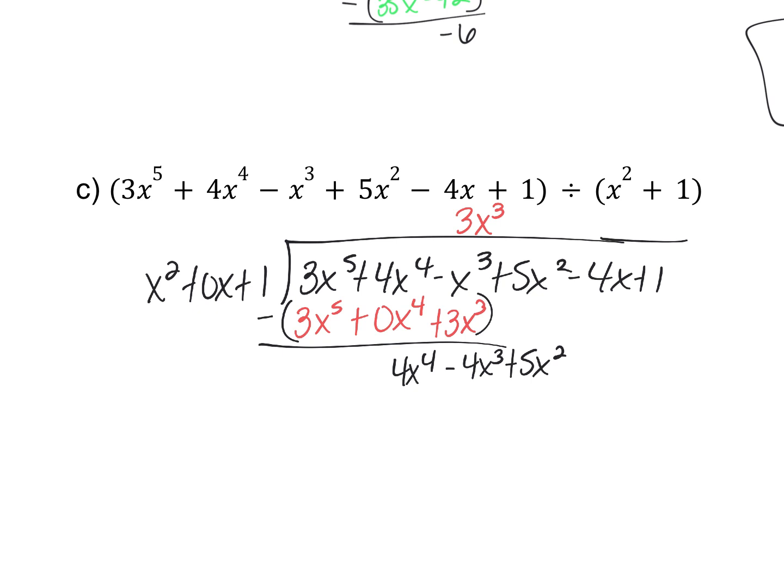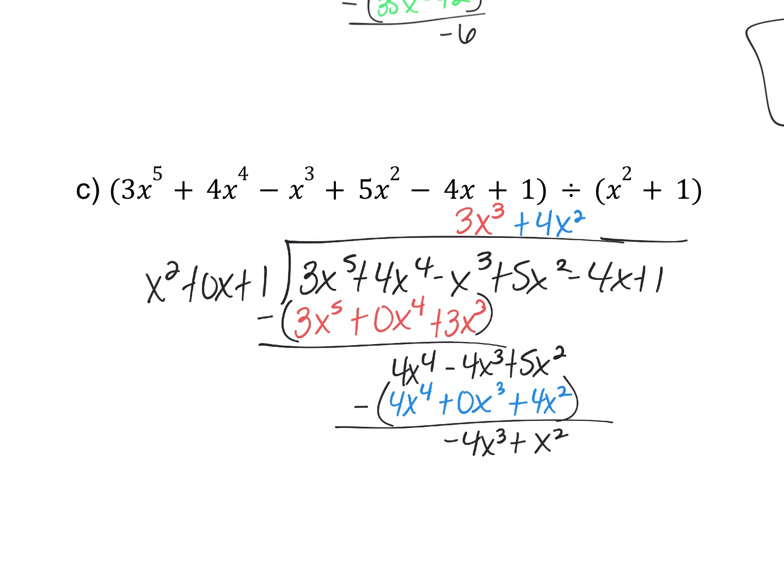Okay, so now x squared times what gives you 4x to the 4th? That's going to be positive 4x squared. Multiply it back. 4x to the 4th plus 0x cubed plus 4x squared. Subtract. Negative 4x cubed. 4x squared minus 4 would be what? Just positive x squared. Drop down your 4x. Getting close to the end, keep going.